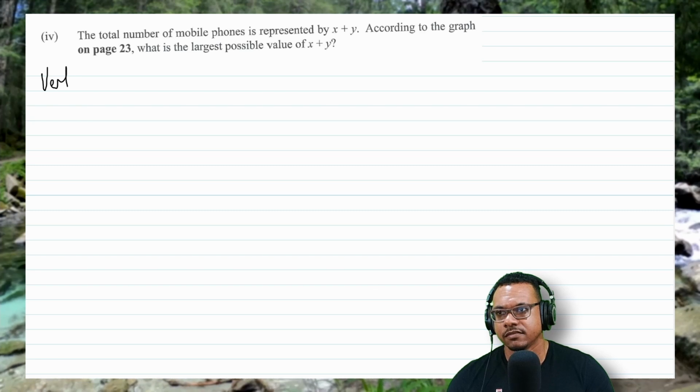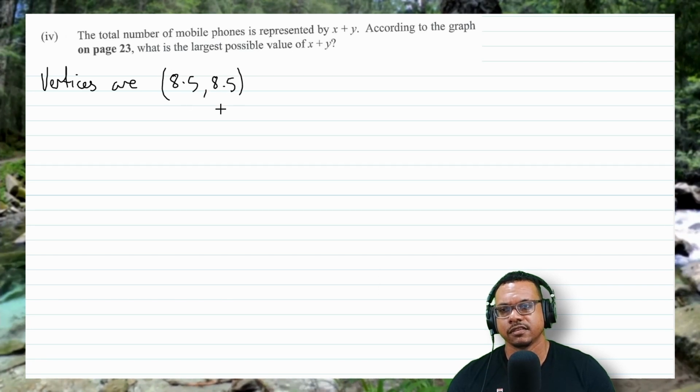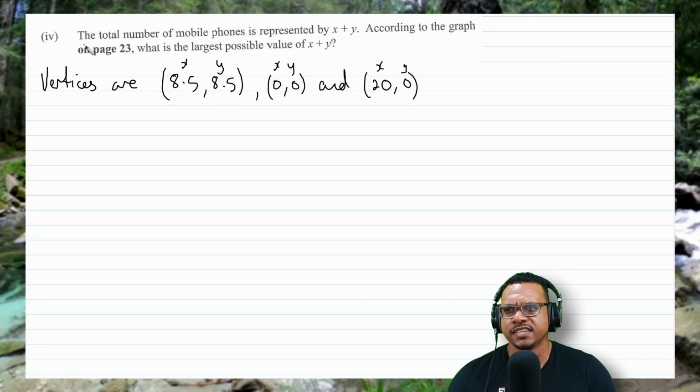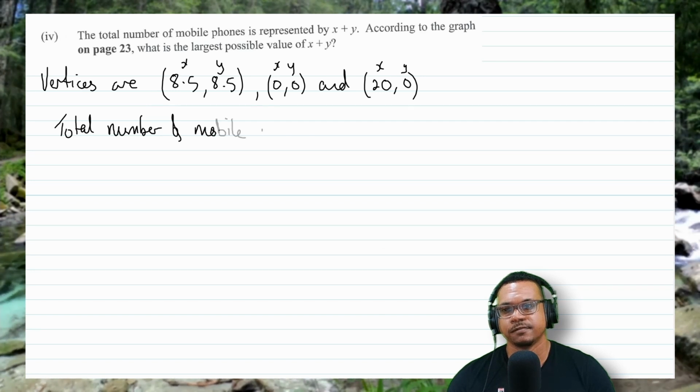So my vertices are 8.5 and 8.5, 0, 0, and 20, 0. Of course, this is X, this is Y, X, Y, X, Y. So now we've seen that the total number of mobile phones is represented by X plus Y. So the total number of mobile phones is equal to X plus Y.